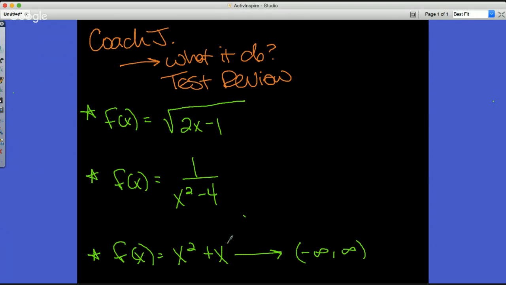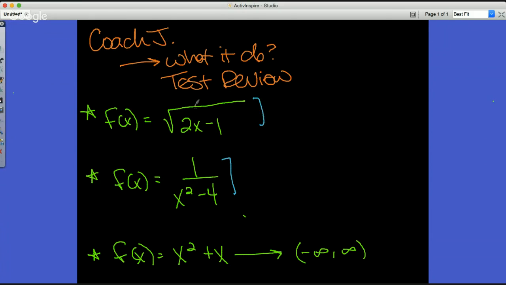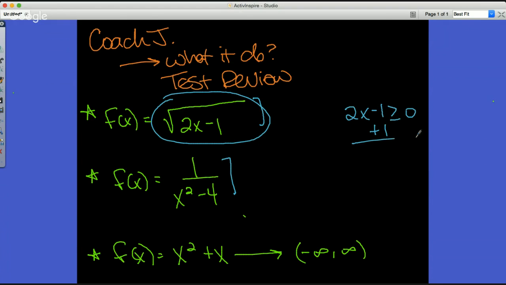Now, if we come to either of these two, it's important to note that inside of a square root, everything inside has to be greater than or equal to 0. So whatever's inside the square root, we set it greater than or equal to 0, and then we can solve from there. When I add 1 on both sides, we'll have 2x is greater than or equal to 1. And then when I divide by 2, I get x is greater than or equal to 1/2.